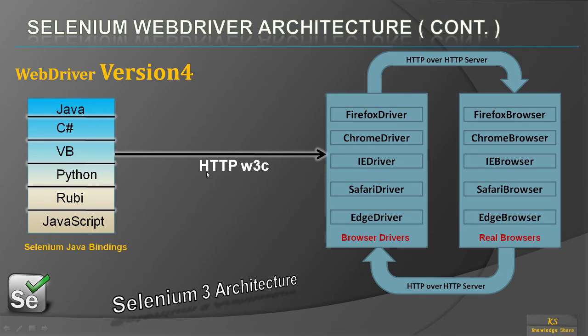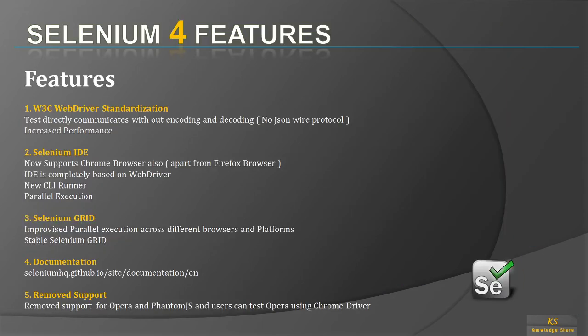Now that Selenium 4 has been introduced, they are using W3C standards. That means there is no encoding, there is no decoding between the communication of the program and the driver. It directly communicates with the browser. That means it is not time-consuming, it's easy, performance will be increased, and the script execution time will be less. All these features are included in Selenium 4. Right, now we will see in detail what these features are.